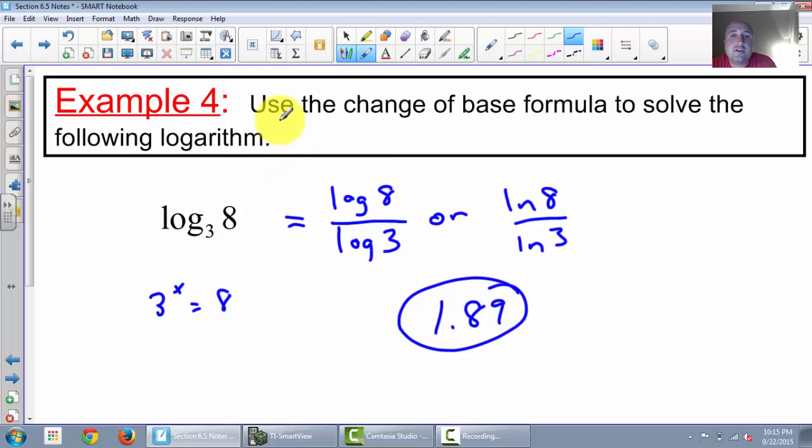So don't be mad, but I wanted to wait till this section to do this because I wanted you to actually know how to solve a log before we went on to this. All right, so that's it. That's section 6.5, which is log properties, and I will see you tomorrow.